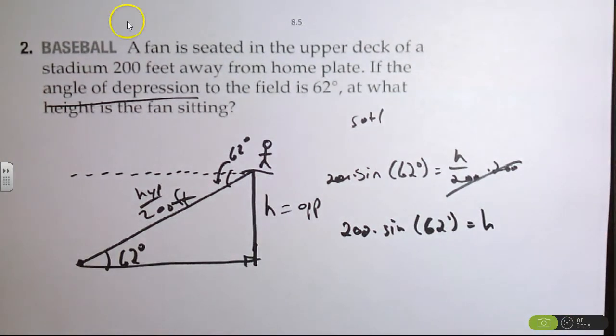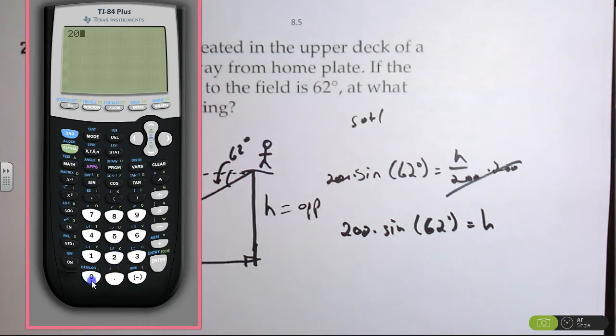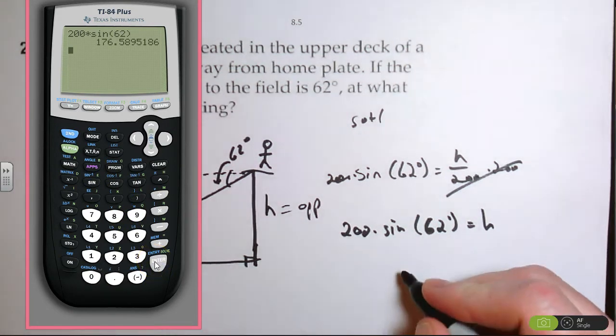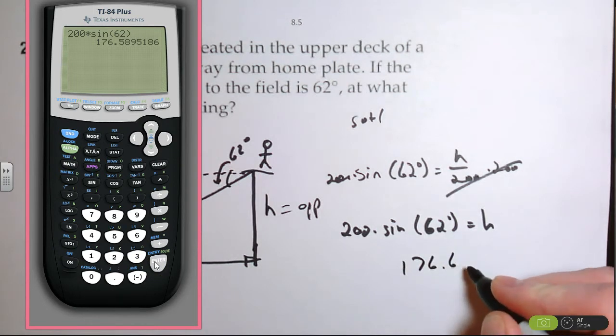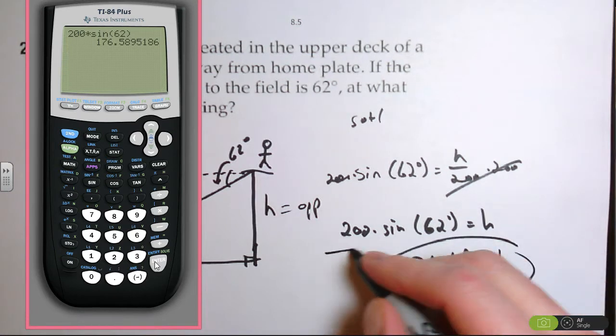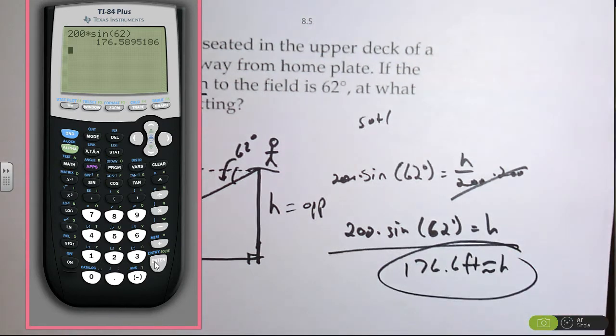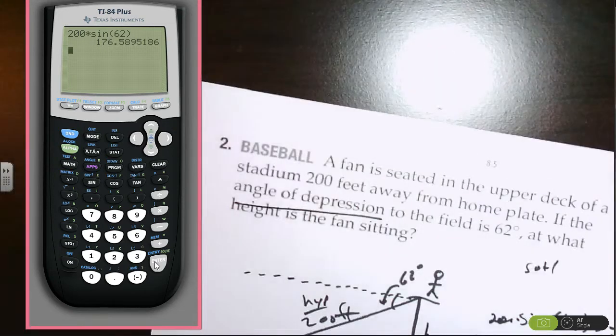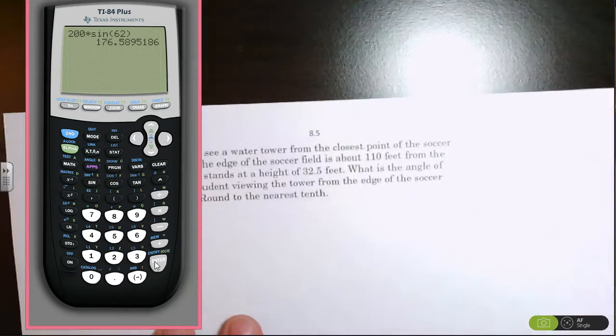So go to the calculator. 200 times the sine of 62 degrees gives us 176.6 feet. There's the exact, there's the approximate. Now the last problem I'm going to look at is number 3. It's the last one we looked at in class.